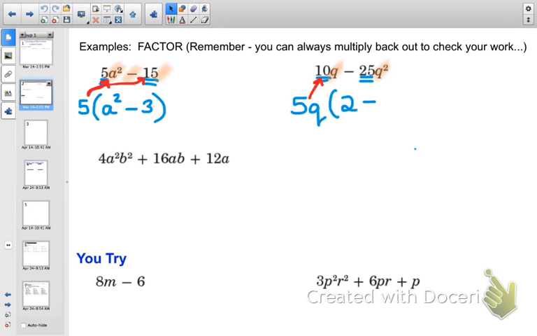And then 5 times what is 25? 5. And then q times what is q squared? We need another q. And that's it. You can always check your work by redistributing it back out to make sure you get the original.